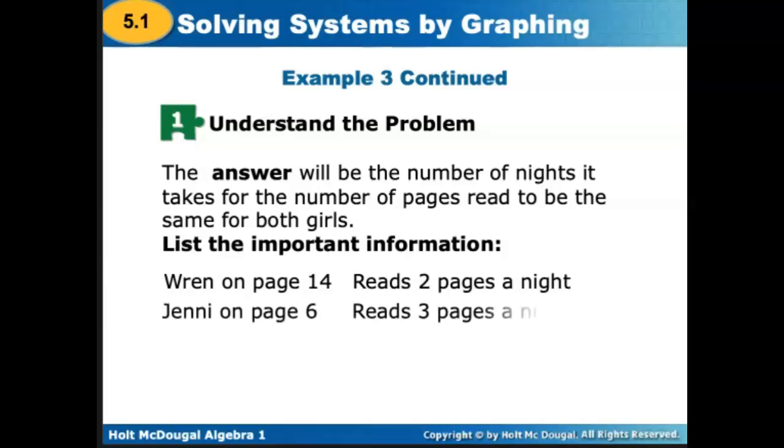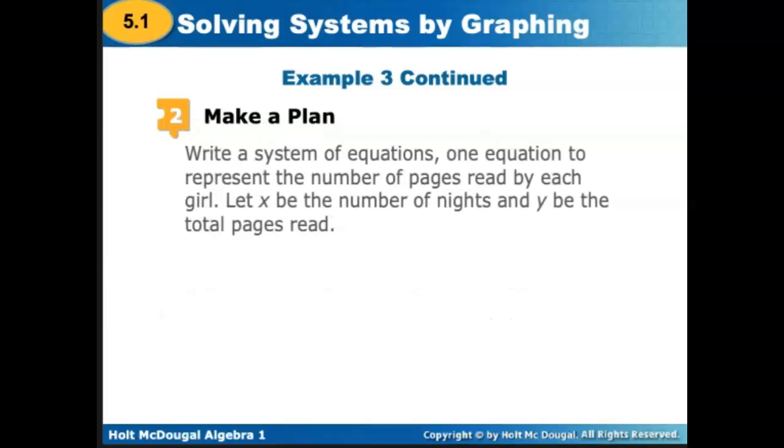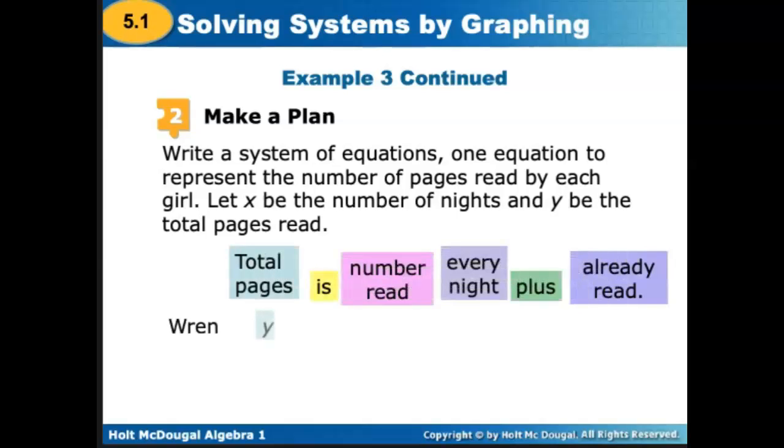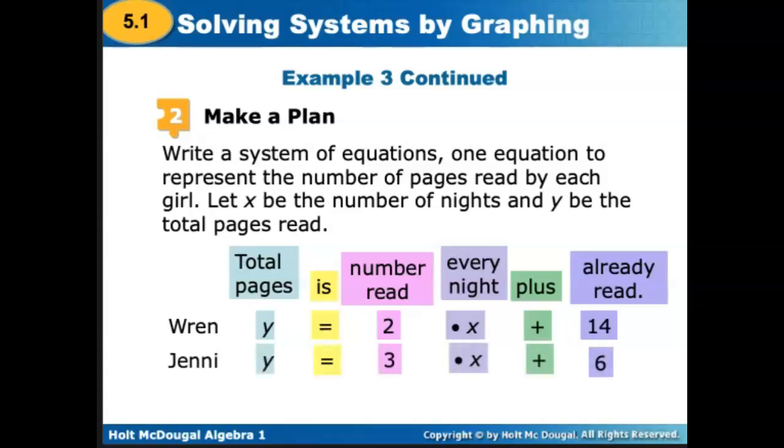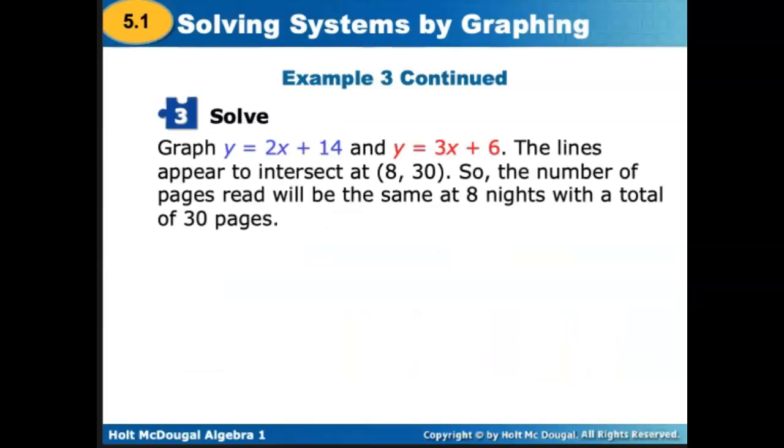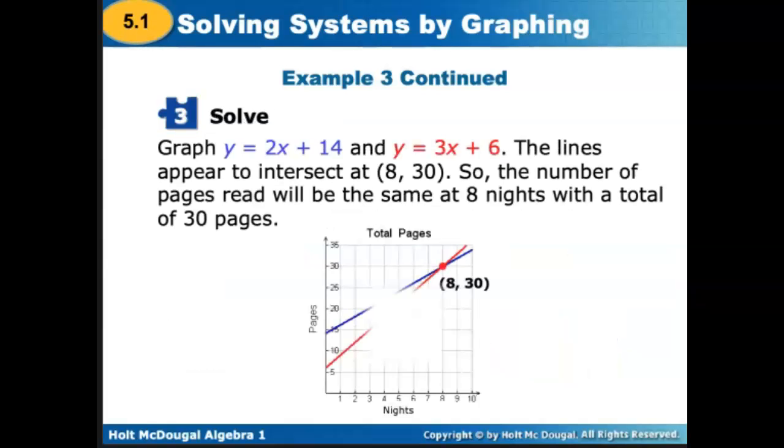And I just talked you through all of this: understanding the problem, make a plan. Our plan was writing our system of equations. Now that we have the system of equations, we can graph them. So when we graph them, we see that it looks like (8, 30) is where it's going to be. So the number of pages read will be the same at 8 nights, because this axis gives us how many nights: 1, 2, 3, 4, 5, 6, 7, 8. This is how many pages.